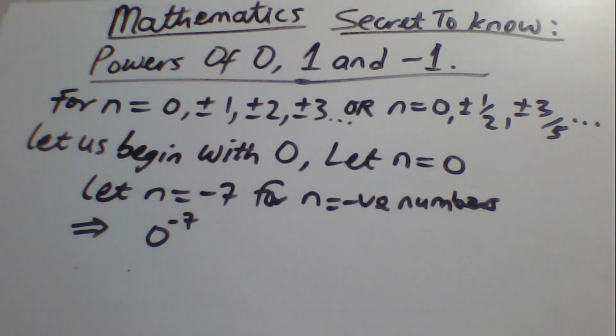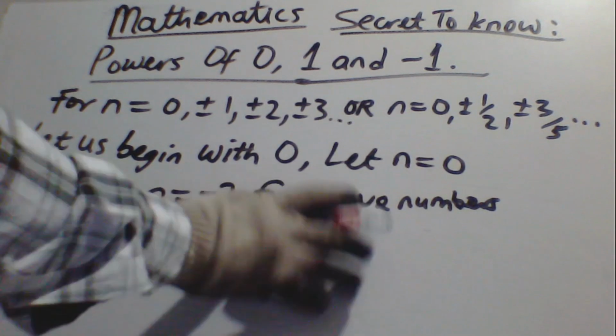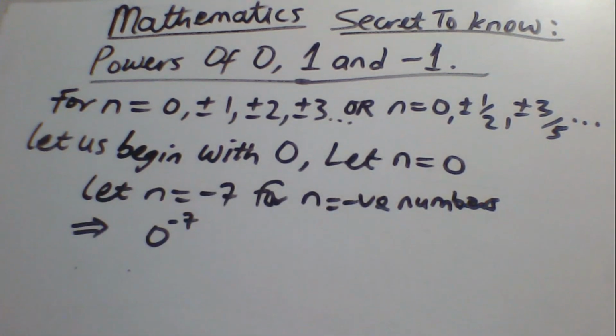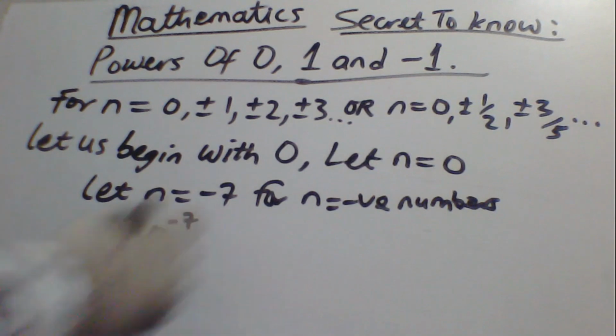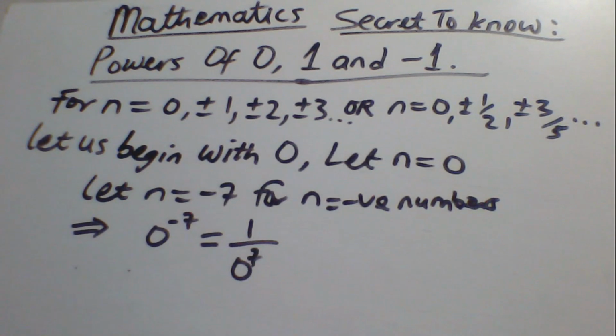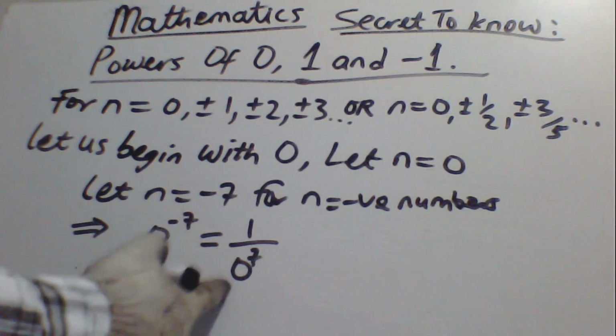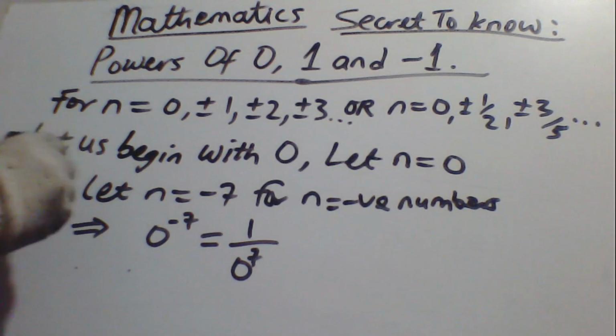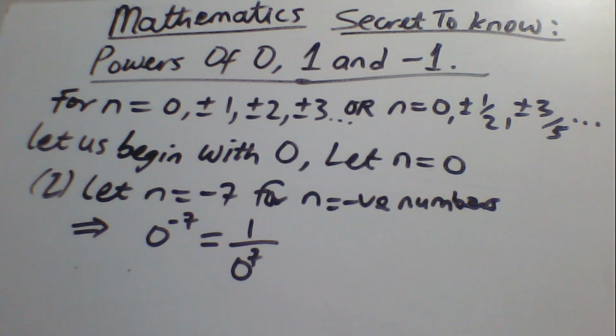Many will think that whenever you raise a 0 to any power of any number, the result is equal to 0. It is not true. So in this case, you have to apply the law of indices or exponents. So this is the same as 1 over 0 raised to power 7. The first thing we did was for the positive: when 0 is raised to a positive power, you have what?